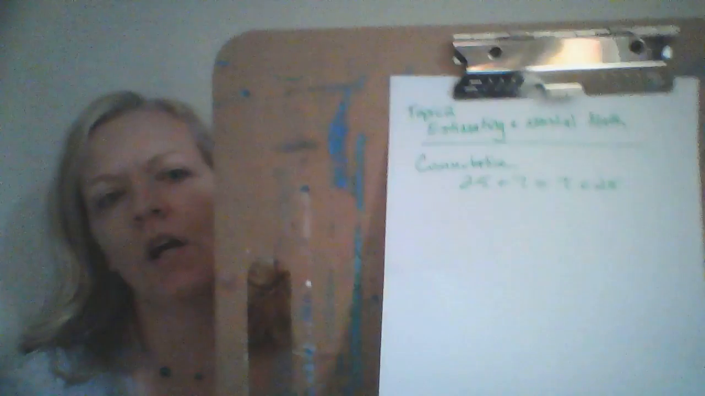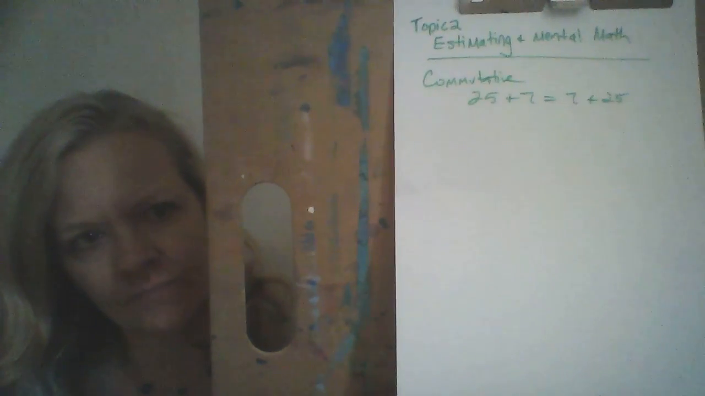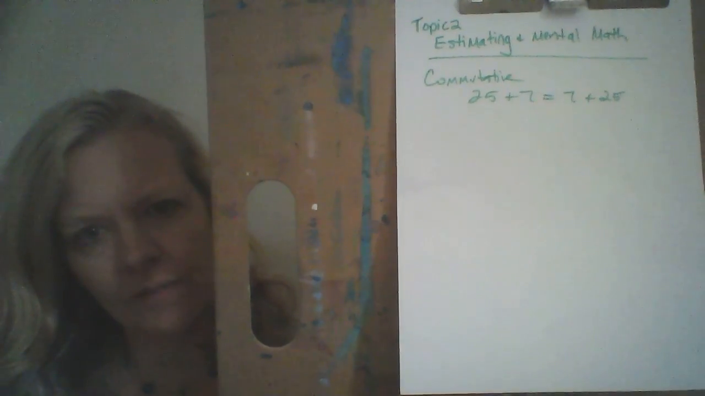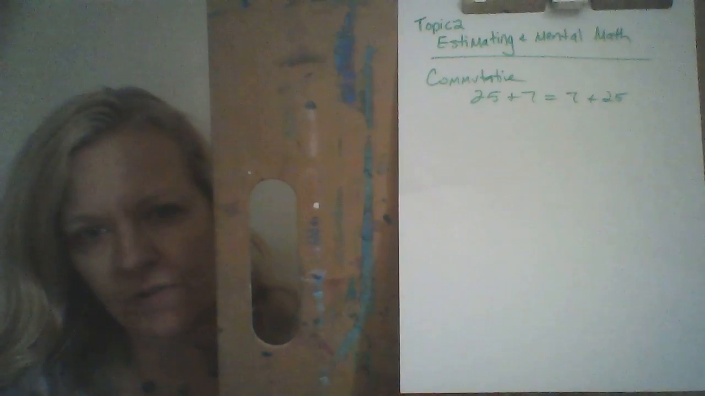In the commutative property, we work on changing the order of the addends. We can change the order, if you see here. If I have two numbers and I am adding them, I can switch the order of the addends. So does this work with three numbers? So this also works with three numbers.